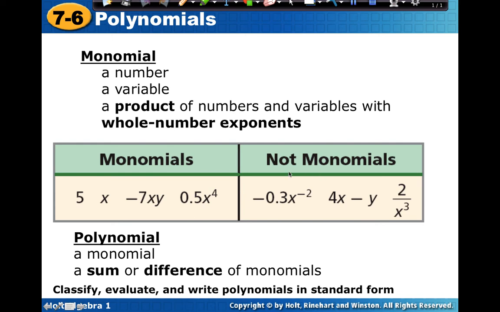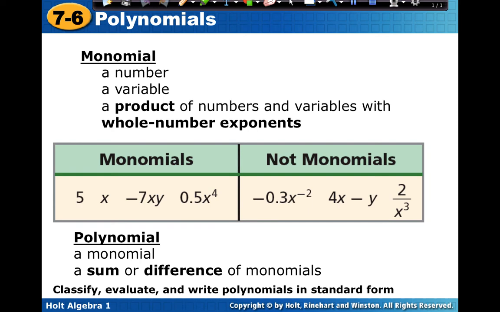Over here, these are not monomials. This one is not a monomial because if I use my exponent properties, that x to the negative 2 is going to get flipped to the bottom so that the 2 will become positive. So that would no longer be multiplication, that would be division. Over here, 4x minus y is not a monomial because the 4x is, but it's subtraction and not multiplication. And then 2 over x to the third, again, is division and not multiplication. So for it to be a monomial, it has to be a number, a letter, or a number and a letter multiplied together. I want them to write that down.